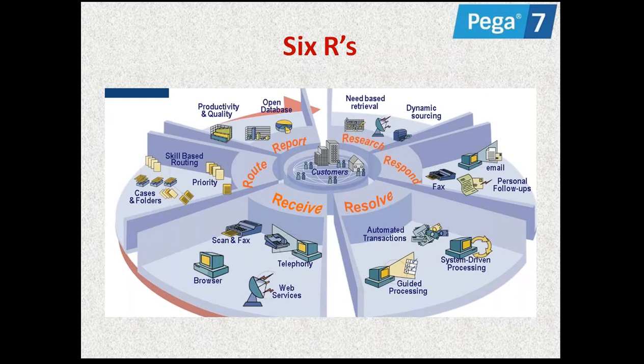These are the 6 Rs which happen in the application: receive, route, report, research. This is how you will work in Pega: you will receive the work, they will route it to the technical team, and they will report and manage the total productivity team and the database team. For any changes, any research they want to do, they will do the research and respond to the client, and finally they will start the production and resolve the things in the application.